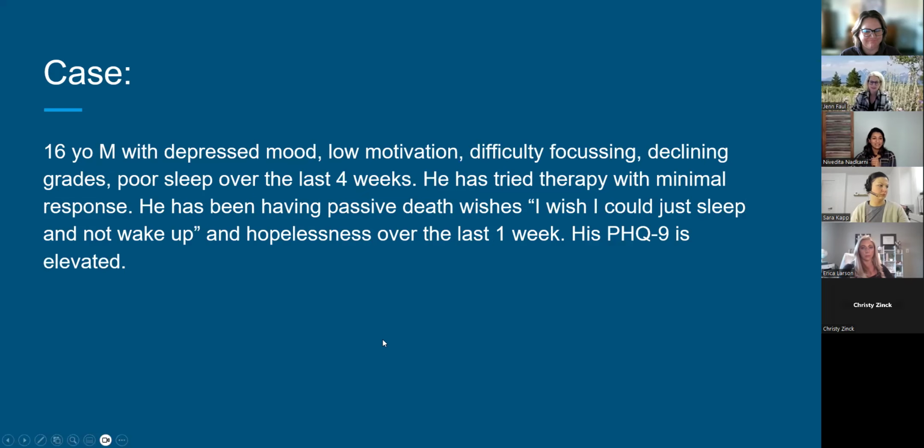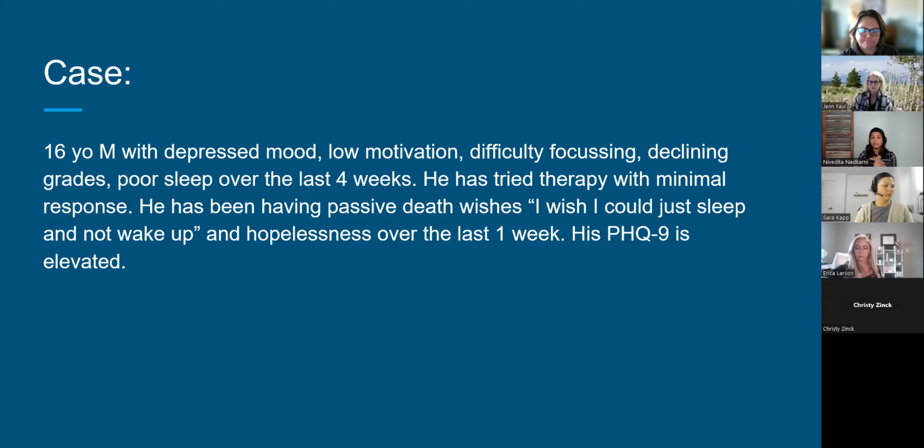Okay. The second one is your typical 16-year-old kid with depression. This is how my commonest depressed patient would present. They come with depression, low motivation, difficulty focusing in school, which leads to declining grades, and poor sleep. They have started therapy but have not seen any change with it. He also reports passive death wishes: I wish I could just sleep and not wake up, or I wish I wasn't alive. Hopelessness, over the last 1 week, and the PHQ-9 is elevated. I'm hoping people are resonating with this, like this has happened in your own clinical practice.